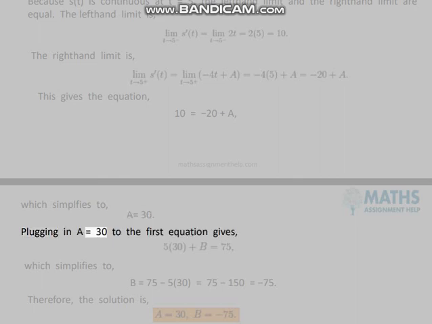Plugging in a equals 30 to the first equation gives, which simplifies to, b equals 75 minus 5 times 30 equals 75 minus 150 is equal to -75. Therefore, the solution is b equals -75.